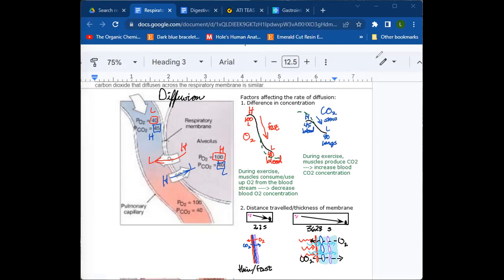Okay, now the third factor that affects the rate of the diffusion is just surface area. Anytime you have increased surface area, you're going to have increased absorption. And so there's going to be an increased amount of gas exchange. And then let me also add that this is thicker. When you have a thick membrane, it results in a much slower gas exchange.